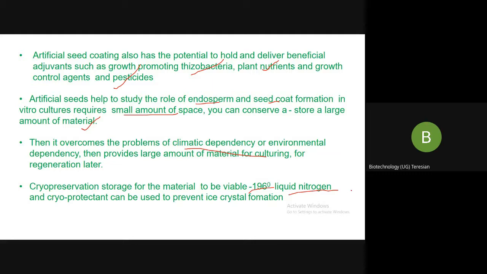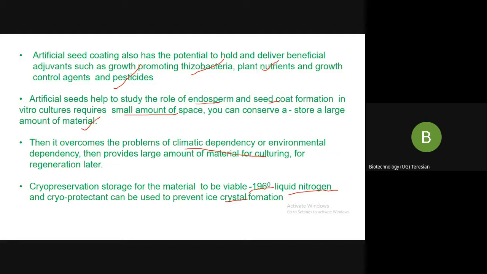But there is also a problem in cryopreservation. What is the demerit? The cell's viability is important, we told, right? The vigor and viability is important, and that can be lost when you are keeping it at such a low temperature. Water in the cells freezes, so there will be crystallization happening. It will form crystals. Okay, see, ice crystal formation occurs when you're keeping it at such a low temperature.